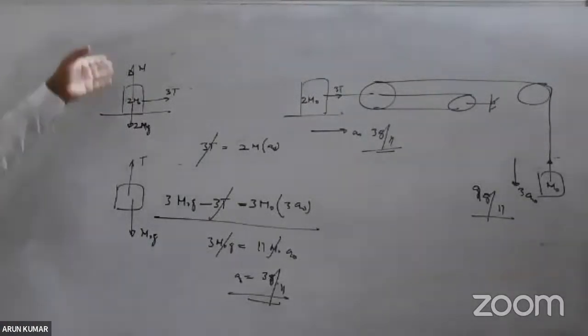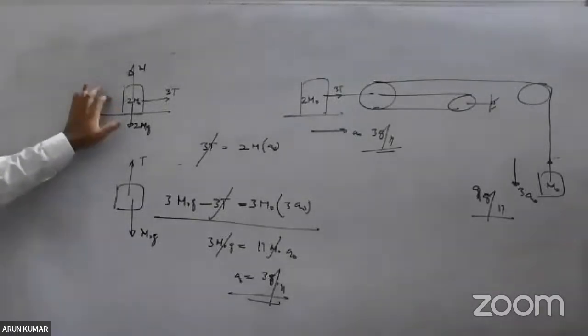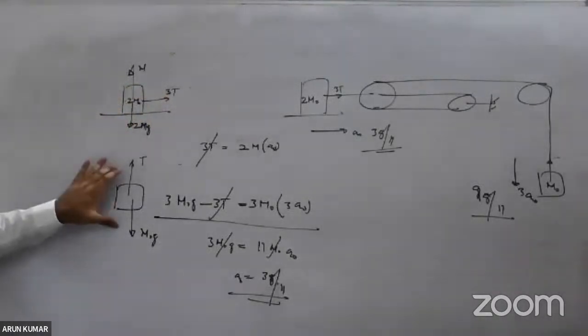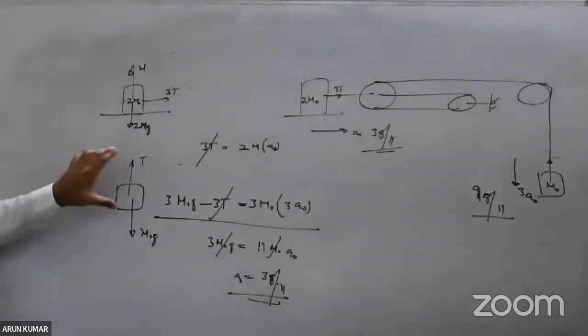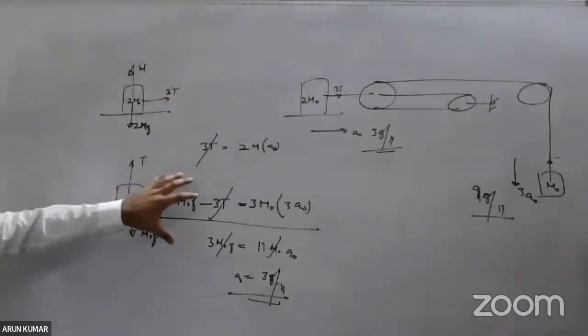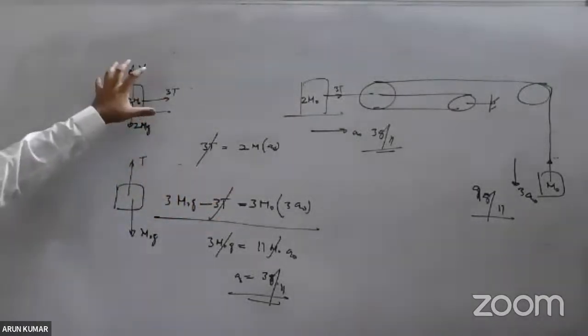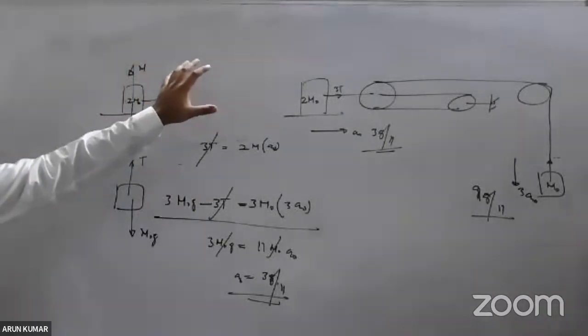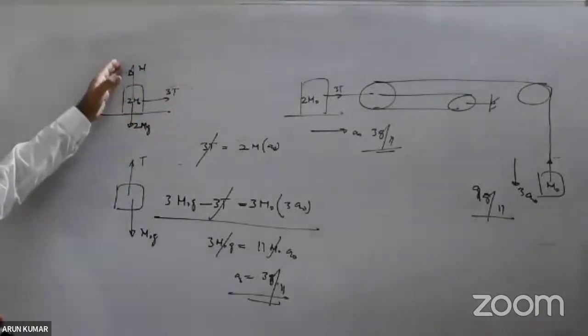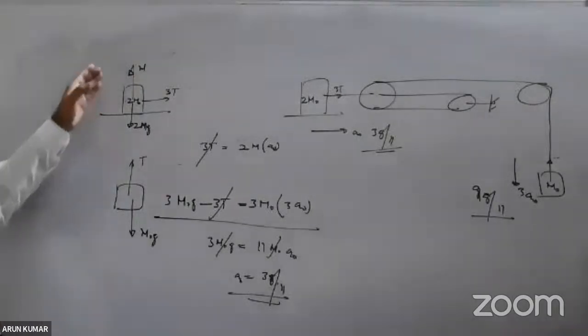Because there is no motion vertically. For this one, there is only motion horizontally. For this, there is no motion horizontally, there is only motion vertically. So all the vertical forces equal to mass into acceleration, I wrote. All the horizontal forces equal to mass into acceleration, I wrote. Vertical forces, what happens? N minus 2mg is equal to 0. So N is equal to 2mg.